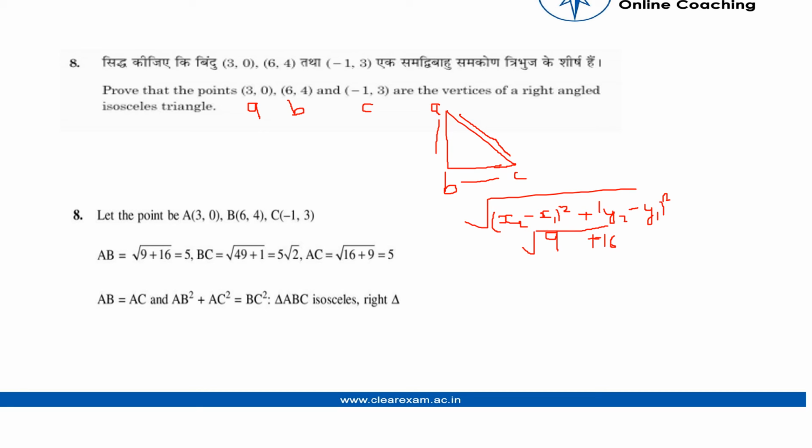Similarly we will calculate it for BC and then AC, and we will see that the distance AB is 5 and AC is 5 and BC is 5 root 2. That is, it is root 2 times AB and AC, which satisfies the Pythagorean theorem. And AB is equal to AC, that is, the triangle is an isosceles triangle and right angled as well.